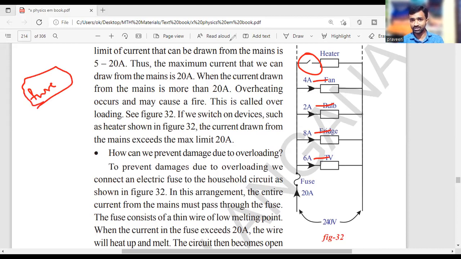That fuse we will discuss in the next meeting. Join immediately. Time completed.